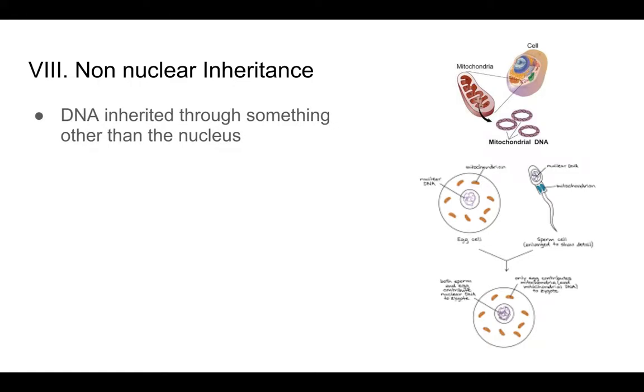So non-nuclear inheritance. To be very, very clear, this is DNA that you inherit through something other than the nucleus of mom's egg and dad's sperm. So when we talk about non-nuclear inheritance, that really is DNA inherited by way of the mitochondria. Your video study didn't really talk about it, but pretty much everything we talk about related to mitochondrial DNA applies for chloroplast DNA as well. So mitochondria and chloroplasts have their own little bits of DNA, and those can be inherited.